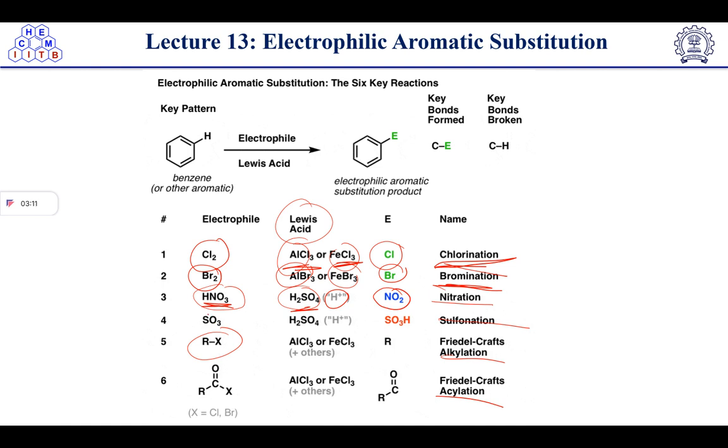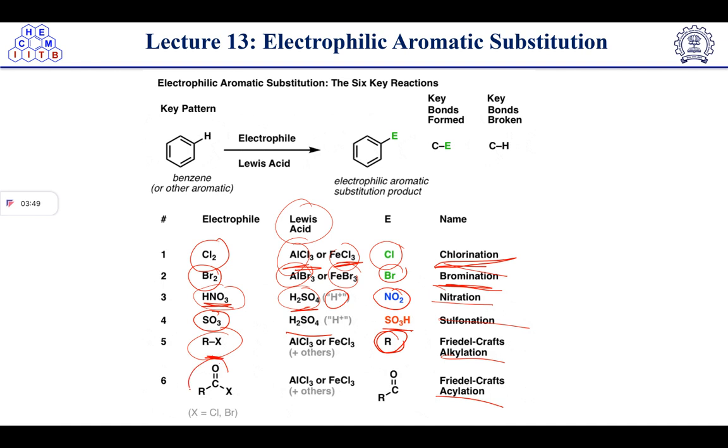Now the next reaction is sulfonation. In sulfonation, SO3 is used, in the presence of acid only. So here the acid is H2SO4 and sulfonation is taking place. The fifth category is Friedel-Crafts alkylation. We have learned about this in an earlier class also. Alkylation is done in the presence of AlCl3 and FeCl3, and in this case the alkyl group acts as an electrophile which is installed on the benzene ring, which is known as Friedel-Crafts alkylation.